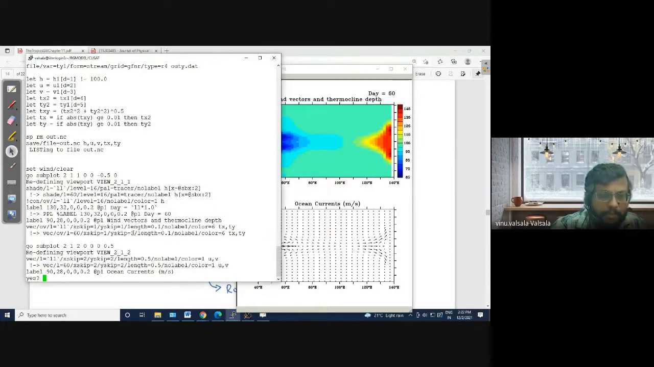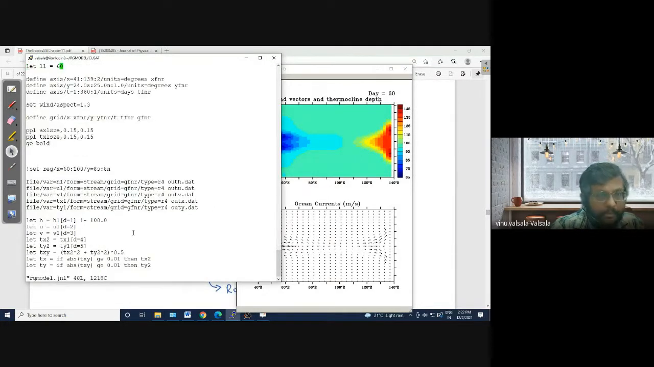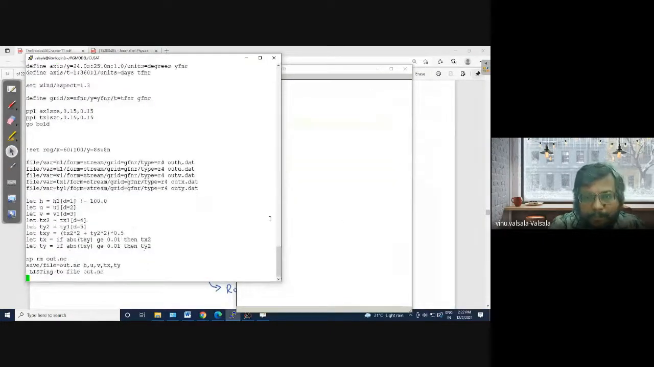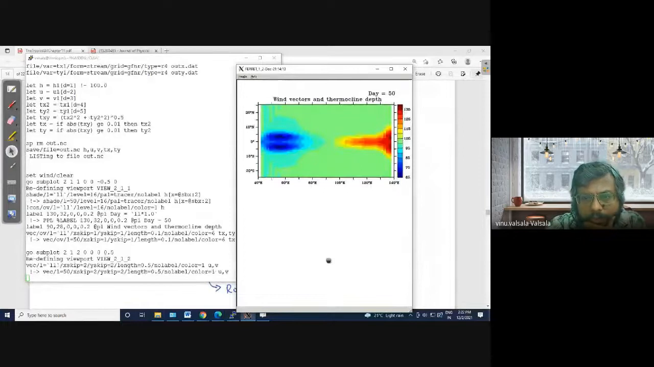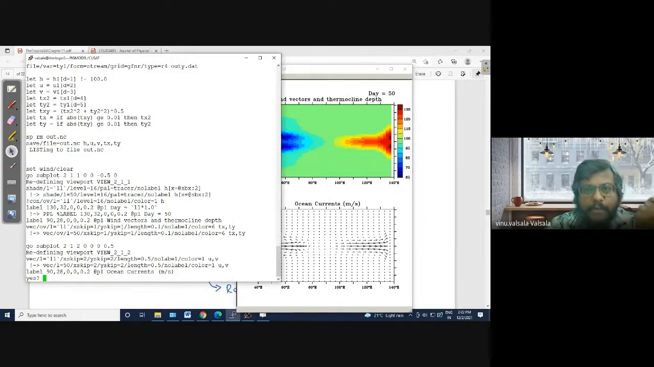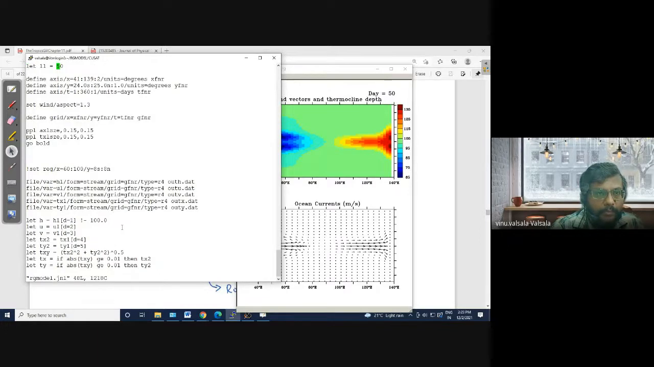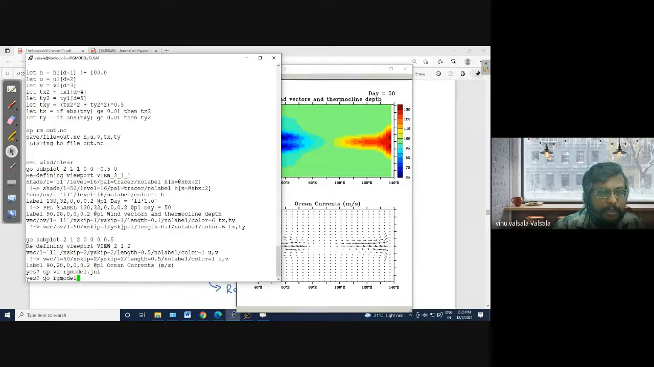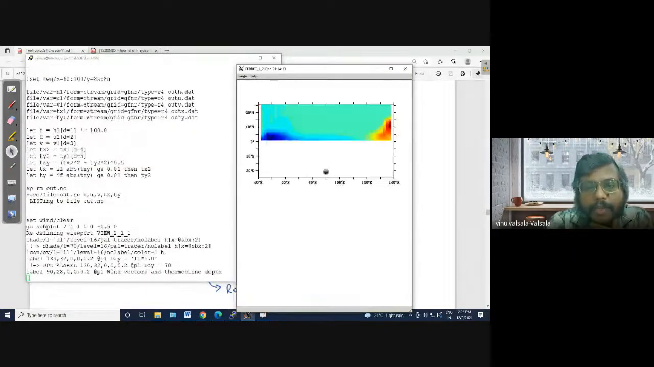If you go back to the 50th day, that current is not there at all. See, there is no such current around 80 degree east. There was no such current. Suddenly, a westward current developed on the 70th day. Where is it coming from? It is nothing but the reflected Kelvin wave due to the Rossby.